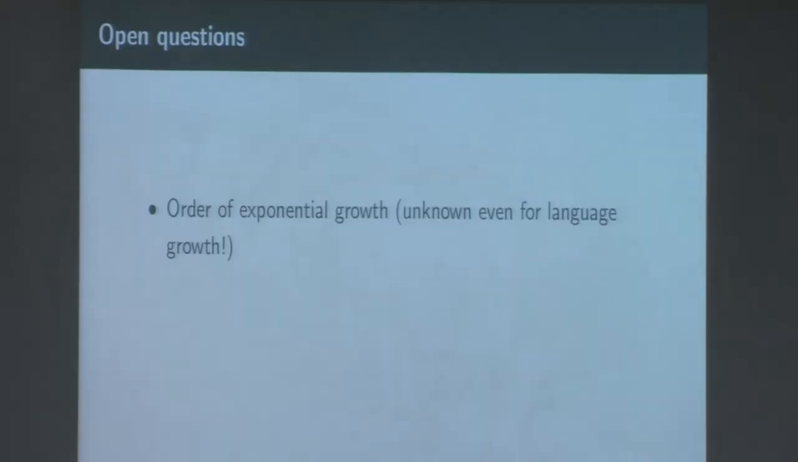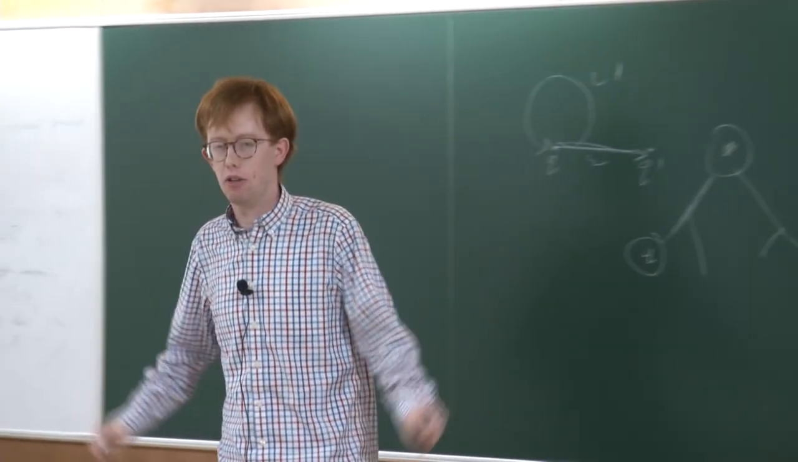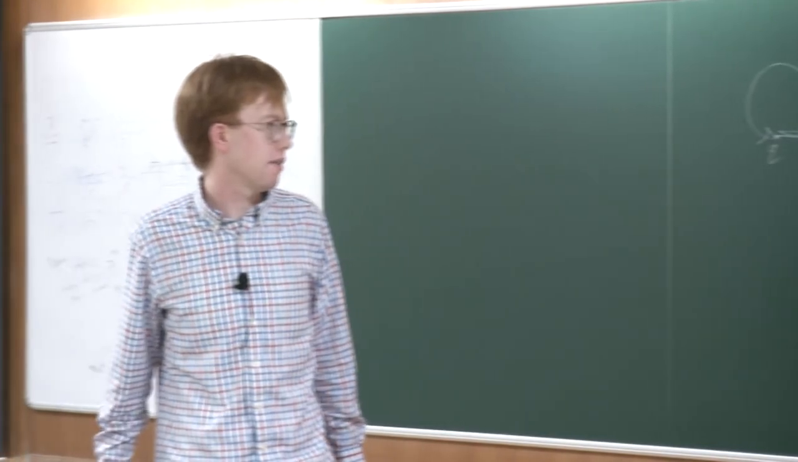And actually, this is quite an embarrassing thing, because as far as I know, no one even knows how to tell what the order of exponential language growth is for an NFA, which is pretty extraordinary, really. So if I give you an NFA, as far as I know, if it has exponentially many words of length n, nobody knows how to find the constant of proportionality.